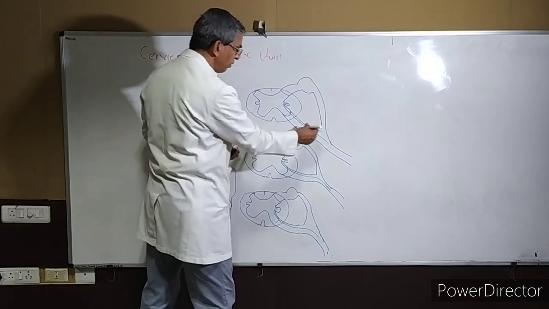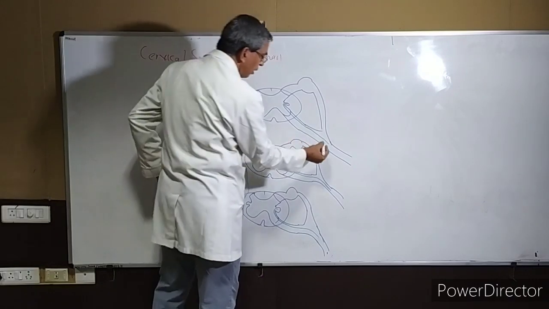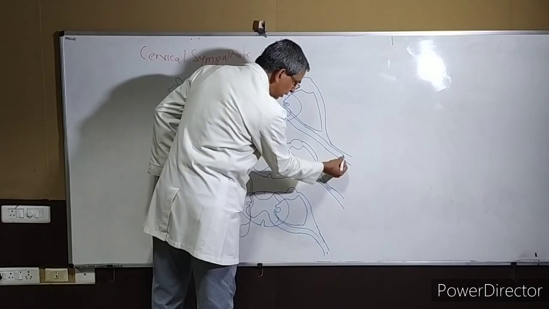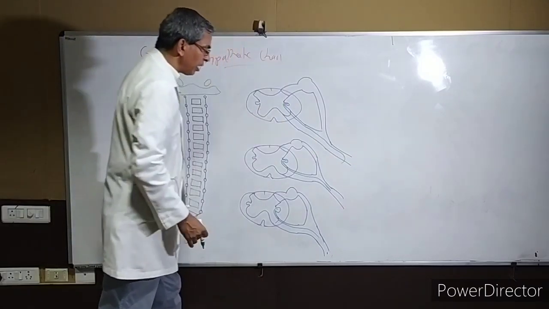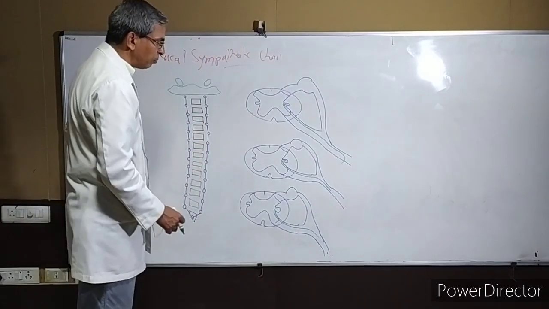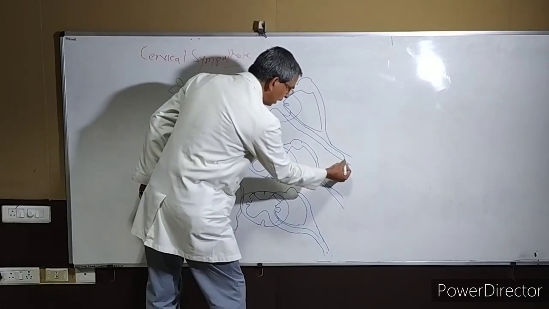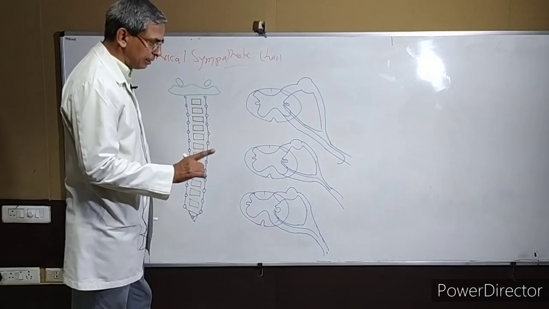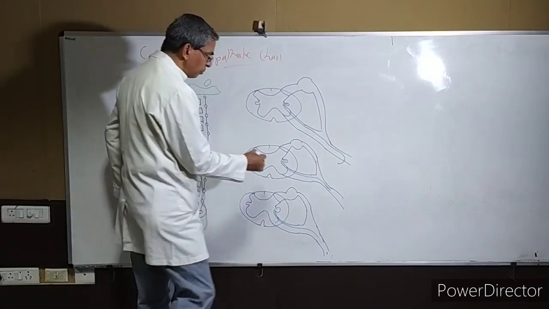Okay, the green color fiber is a sympathetic preganglionic fiber. Now, when this nerve fiber comes out from the spinal nerve, these nerve fibers leave this nerve by the side of the vertebral column, and they end here by the side of the vertebral column. That is one case.